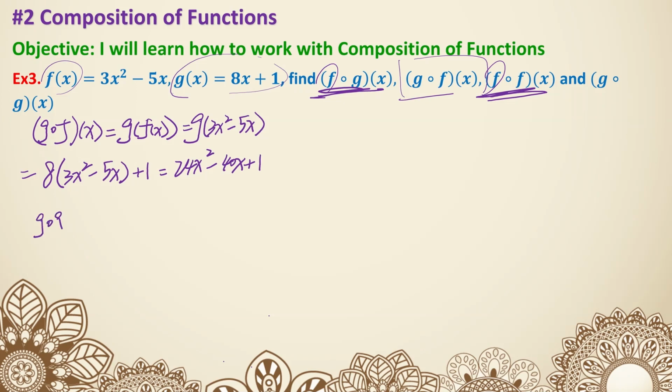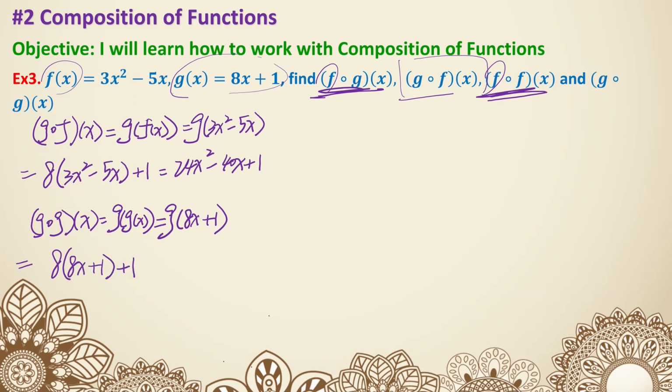Gog. So g of x is going to be g of 8x plus 1. So it's 8, replace the x with 8x plus 1, then a plus 1 on the end. So 64x, 8 times 1 is 8, plus 1, plus 9. Okay, now it's time to deal with the more complicated ones, starting with fog.